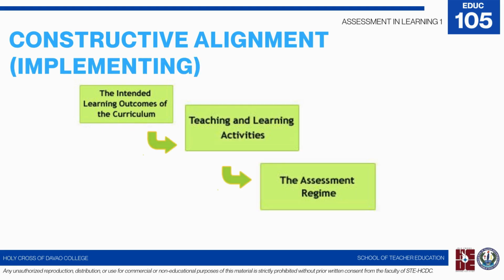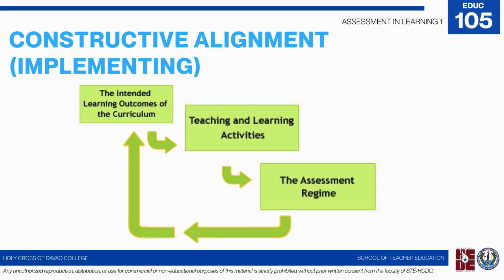In the implementing phase, however, there is now a deployment of teaching and learning activities before giving the assessment task. So it is still a must that we communicate our teaching and learning activities first. Then we do our teaching and learning activities. And later, we proceed to testing whether they have achieved the learning outcomes.